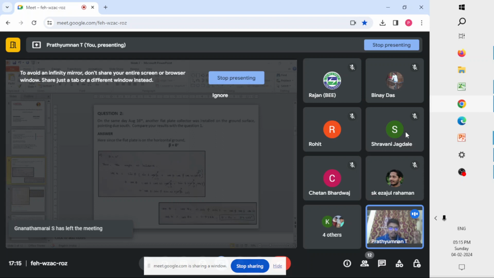So here we are assuming beta to be 0 degrees. I just want to know what are the parameters that will change, and what are the parameters that will remain constant, and how we progress towards working this kind of a problem. This is almost a similar problem, so I'm expecting responses from the attendees here. Anyone?